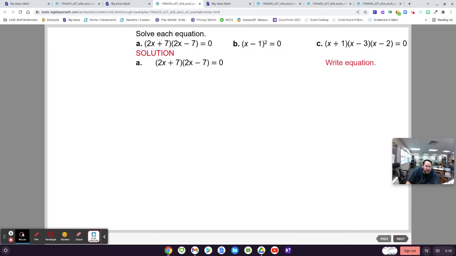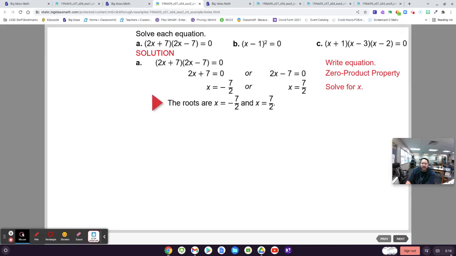We've got 2x plus 7 equals 0, or 2x minus 7 equals 0. Then you solve them, and you get negative 7 halves or positive 7 halves. So the roots are negative 7 halves and positive 7 halves, or 3.5 and negative 3.5. All right, what about for B?